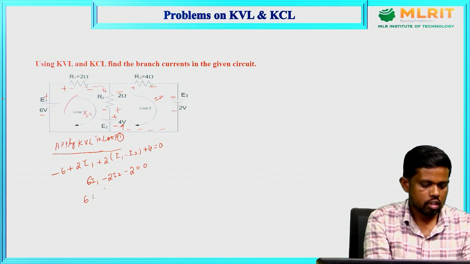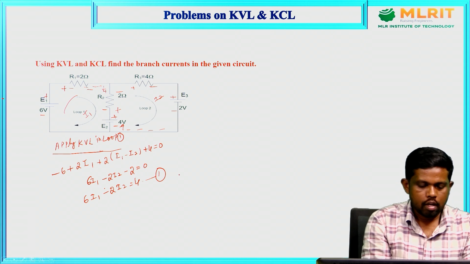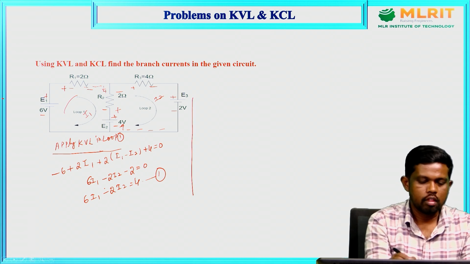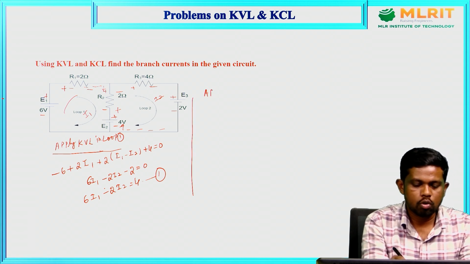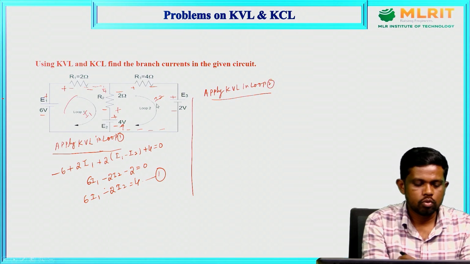So that is 6I1 minus 2I2 equal to 4. So this is equation number 1. Then similarly we can apply Kirchhoff voltage law in loop number 2. Because we have already gone through loop number 1, we need to apply KVL in loop number 2. So we need to start from across the 4 ohm resistance onwards.